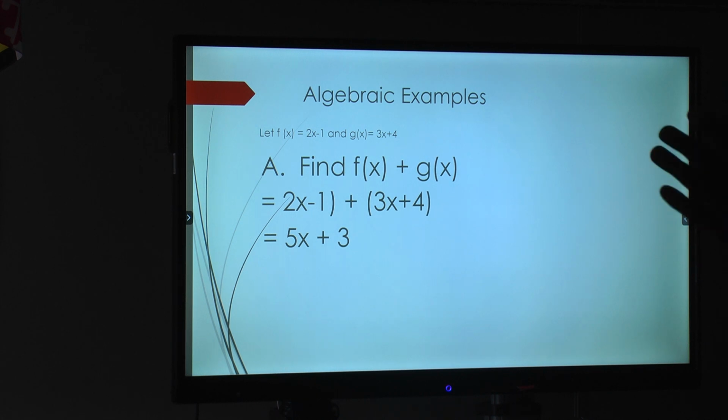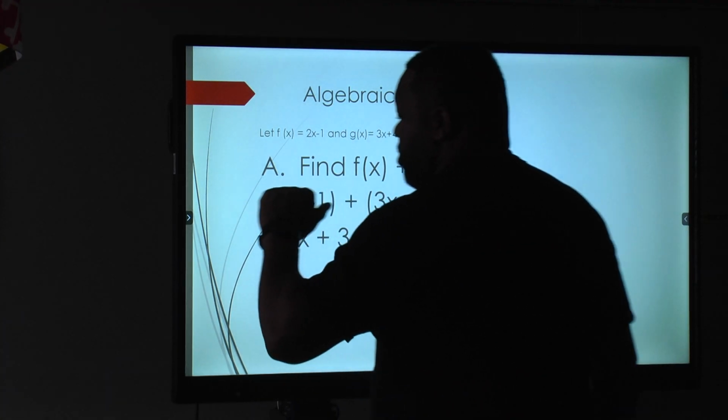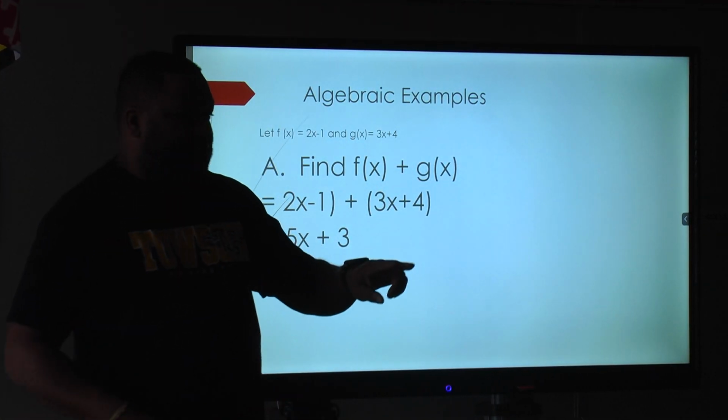Now, if I said negative 2 times positive 2, it'd be what? Negative 4. Now, if I said negative 2 times negative 2, it's positive 4. Remember, that's the simple rule of thumb operation: 2 negatives make a positive.